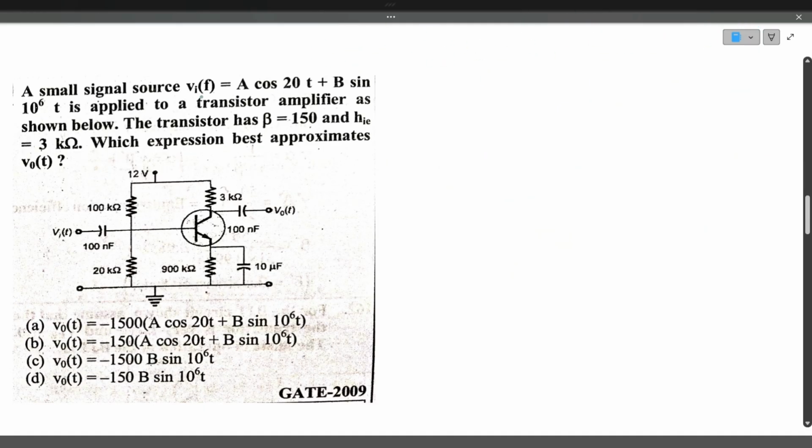A small signal source VIF is equal to A cos 20t plus B sin 10 to the power of 60 is applied to the transistor amplifier as shown below. The transistor has beta equal to 150. Input impedance HIE is equal to 3 kilo ohms. Which expression best approximates the output voltage? So he's asking us to find the output voltage. The input voltage is given here. This is the expression for input voltage. So VIF is equal to A cos 20t plus B sin 10 to the power of 60.